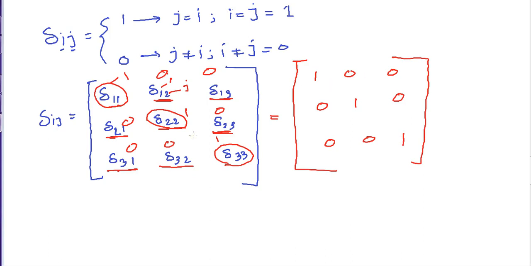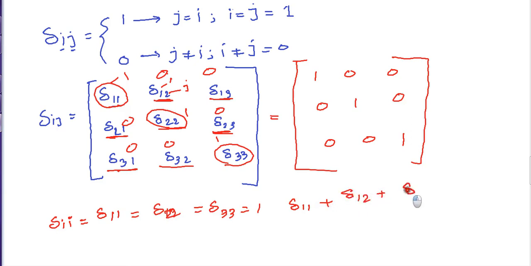So from this you can write down, what is the Kronecker delta with repeated index i? Kronecker delta 1 1 is 1, Kronecker delta 2 2 is 1, Kronecker delta 3 3 is 1. If we add them up, 1 plus 1 plus 1 equals 3. We can write this down according to that.